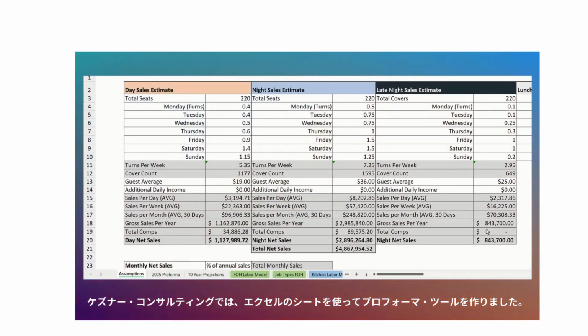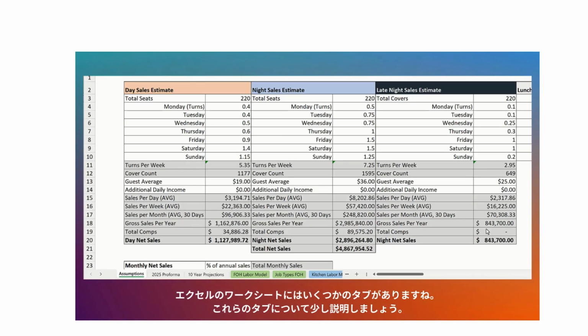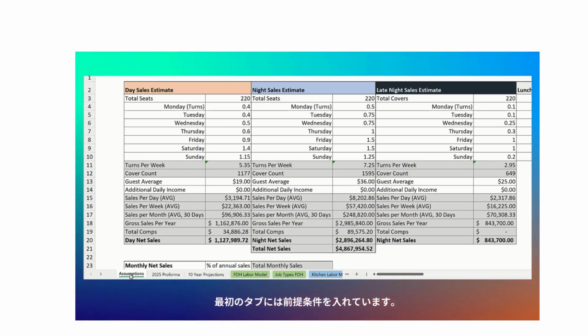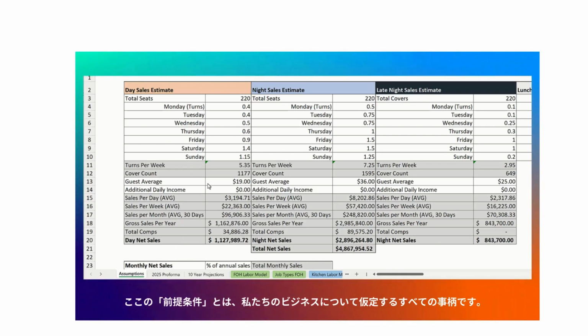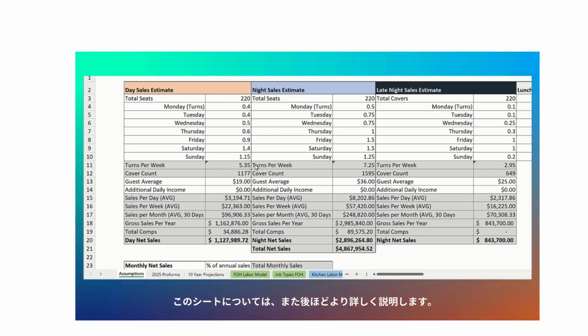In the Proforma tool that we've built at Kezner Consulting, we utilize Excel. And within this Excel worksheet, we have several different tabs, and I want to walk you through those tabs for just a moment. So the first tab we have is our assumptions. Assumptions is all of the things that we are going to assume about our business, and we'll dive into this sheet in just a moment.